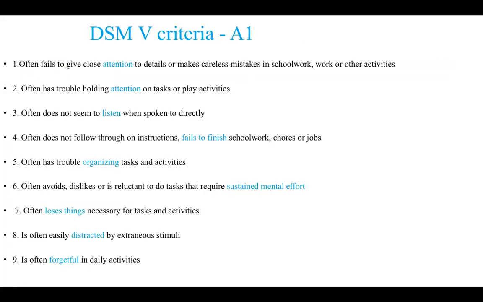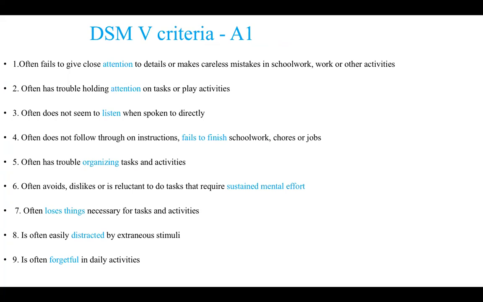So going to the DSM-5 criteria very briefly, what are these 9 ones? A1, as I said, is for inattention. So the child doesn't give close attention, makes careless mistakes, and doesn't maintain attention, not only in school work, but also in play or different activities.